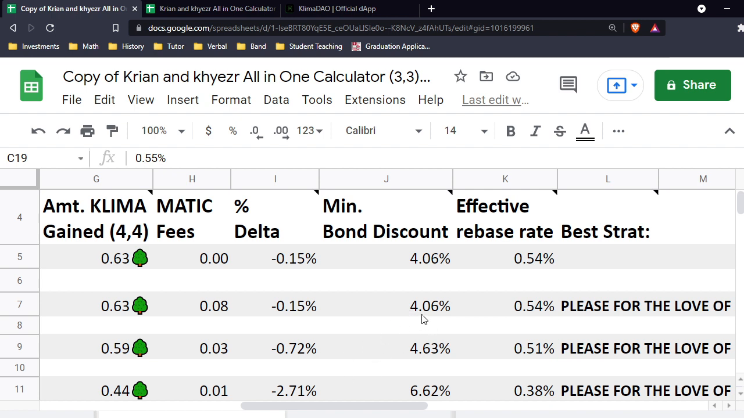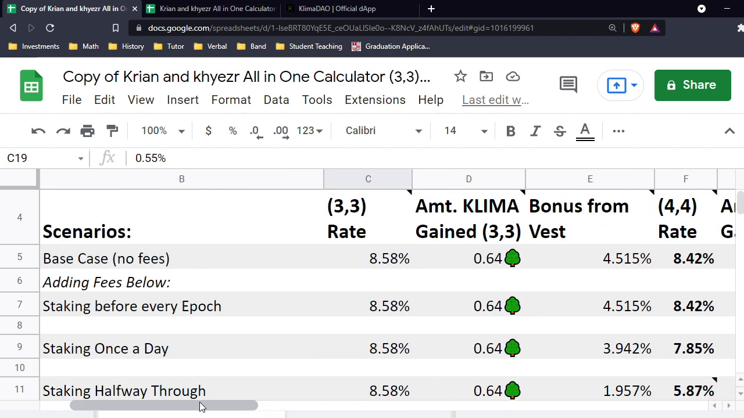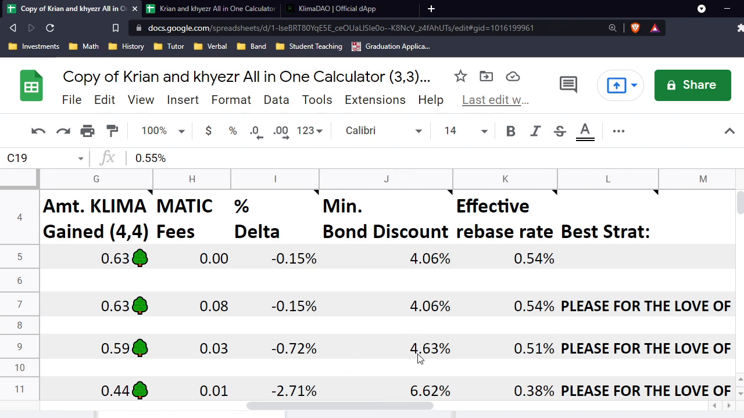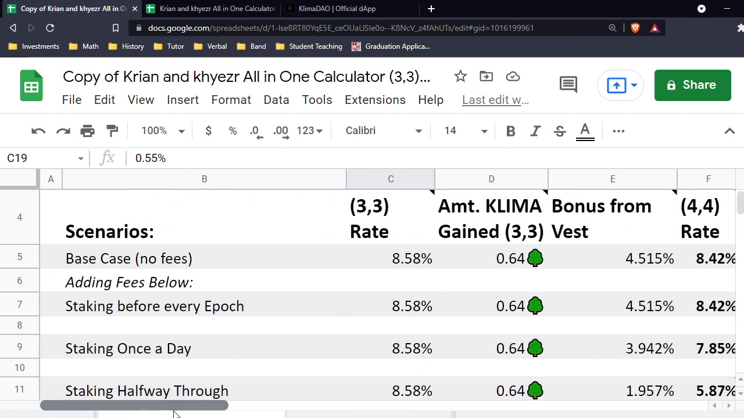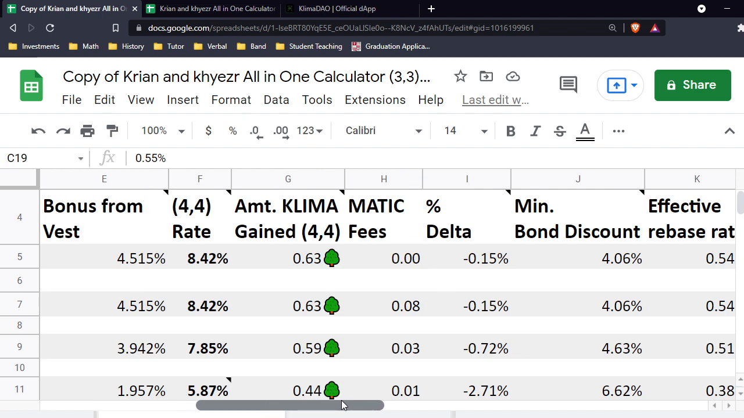That's assuming, so this row right here is assuming that we are redeeming our Klima every 8 hours and staking every 8 hours. Basically, we're staking for every rebase. If we just stake once a day, then our bond discount has to be higher, at 4.63%. And if we're staking just twice, halfway through our bond investment period and then once at the end, it has to be even higher.